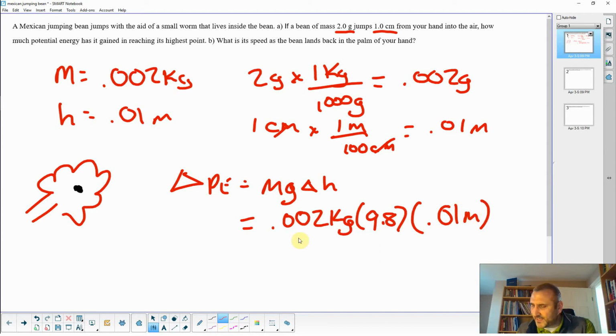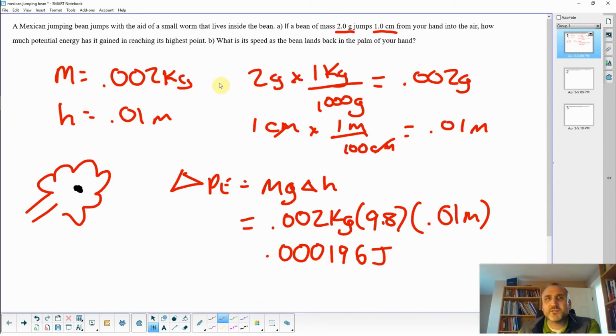And on a good day, I have my handy dandy calculator here. This is Blue's Clues. 0.002 times 9.8 times 0.01. You should end up with 0.000196 joules of energy. So that should be the change in potential energy.